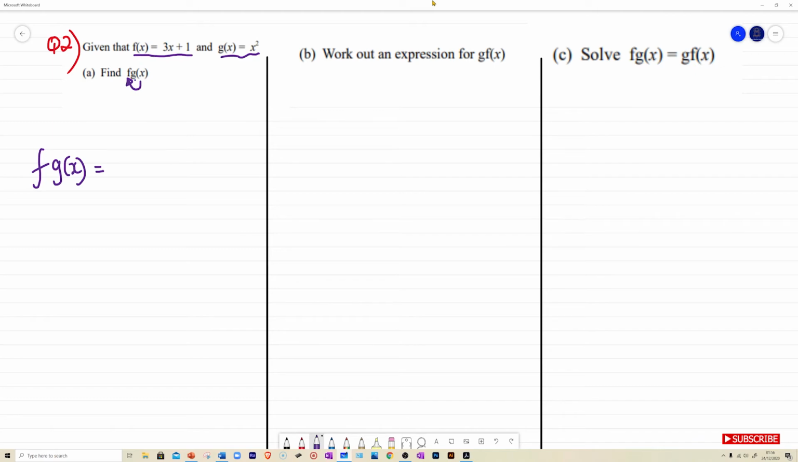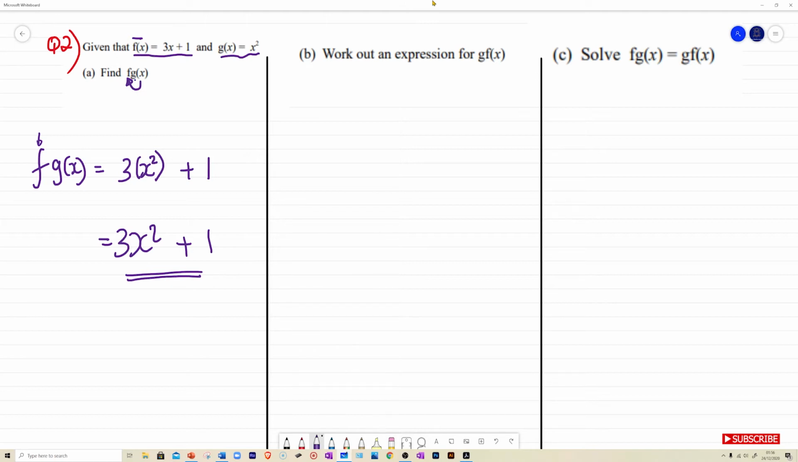Okay, so we have a 3. Remember we have f, so we're going to use this function. 3. Now instead of x, we're going to put the g of x, which is x squared. So I'm going to substitute and put x squared in there plus 1. So this will give me 3x squared plus 1. And this is my final answer.